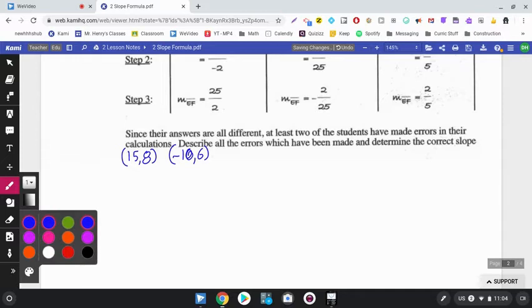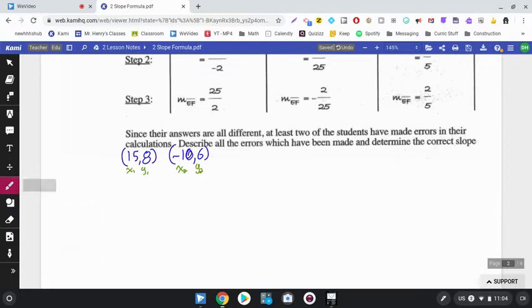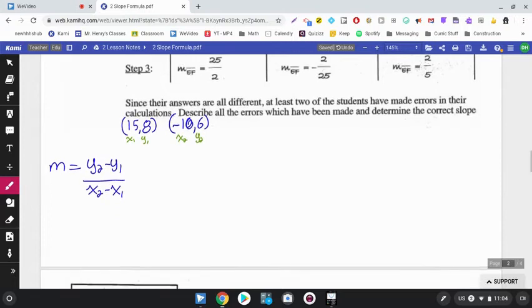I'm going to call the first one x1, y1. x1 and y1 go together. The other one, x2, y2. I could have just as easily labeled these the opposite way, call this point 2, this point 1. It doesn't matter. Now I write down the formula. Slope equals y2 minus y1 over x2 minus x1. Which would equal, I'm going to work down just to maybe save some space.